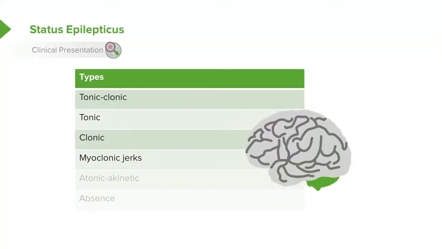Myoclonic jerks are a unique type of seizure that happens in children. They will happen up to, say, 100 times a day, and it'll be a sudden jerking spasm of one arm or one extremity. Atonic akinetic seizures are literally a drop spell where there is a complete loss of tone and patients will collapse to the floor.